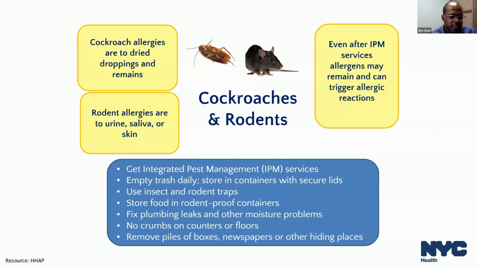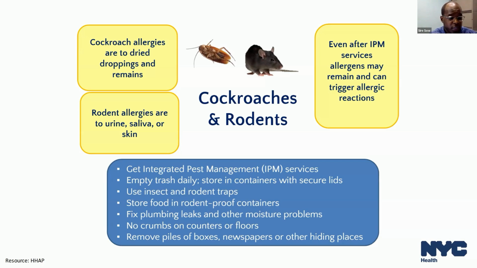So what do you do when you have these problems? We're not going to talk about medications for asthma. We're going to focus more on the things you could do to get rid of these problems. First, there are pest management services, of course, and a particular type is called integrated pest management services, which I'll go into in more detail later. But these are professionals to help you get rid of these bugs.